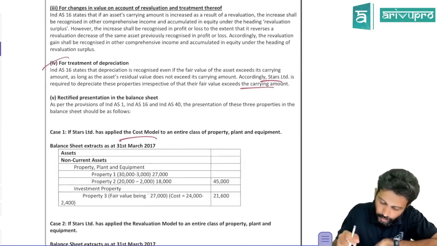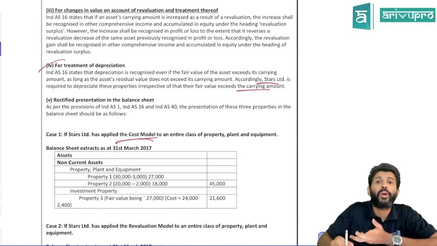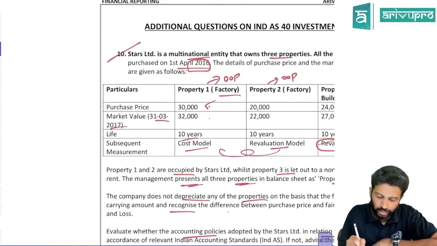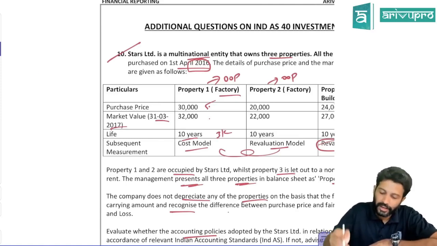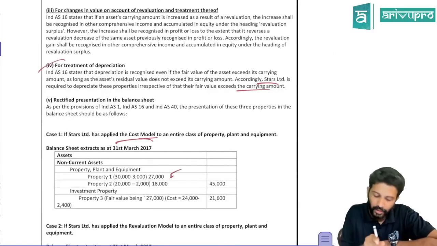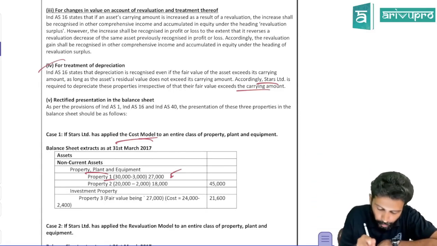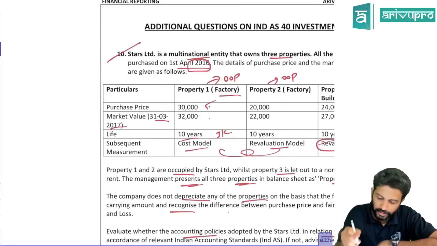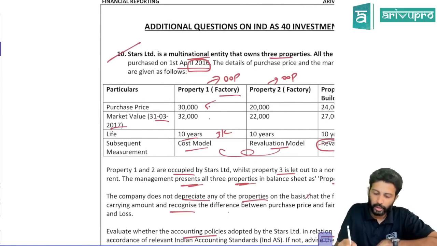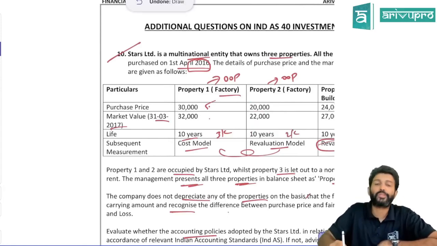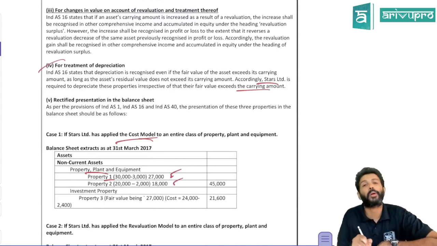In the first case, if you have followed the cost model for both, you purchased the asset for 30,000. The depreciation will be 30,000 minus salvage value 0, divided by 10, so 3,000. That means the carrying amount will be 27,000 for property 1. The main category is non-current assets, under that PPE, and you will show property 1 as 27,000 after depreciation. The depreciation for property 2 is 20,000 divided by 10, so 2,000. So 20,000 minus 2,000 will be 18,000, the value of property number 2.